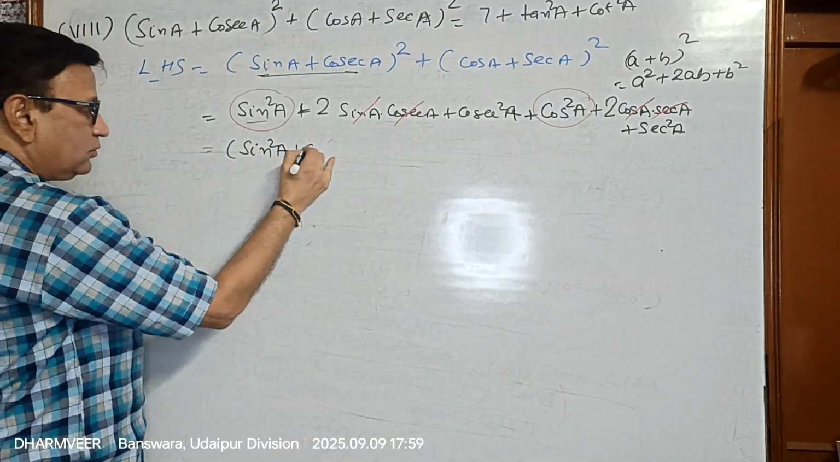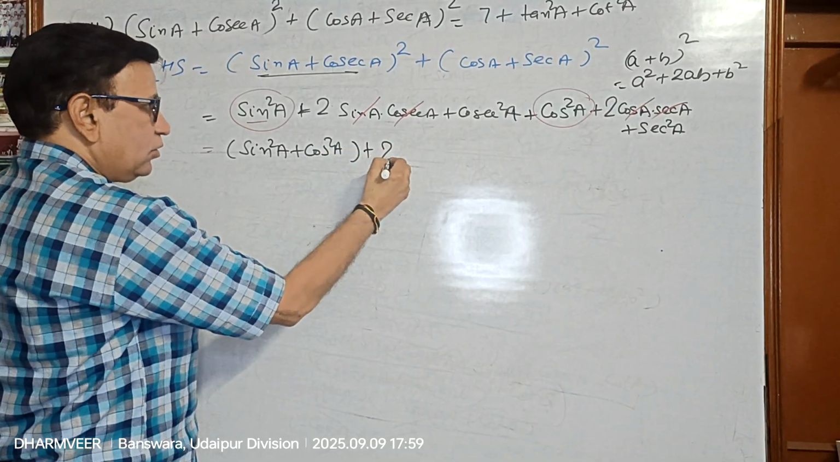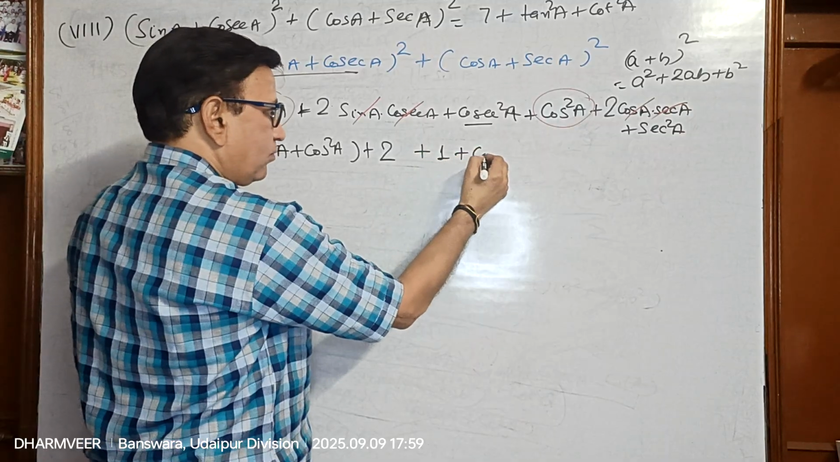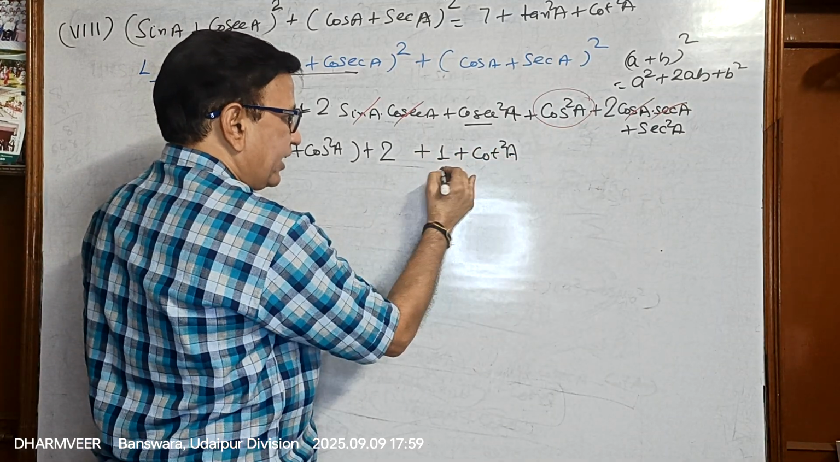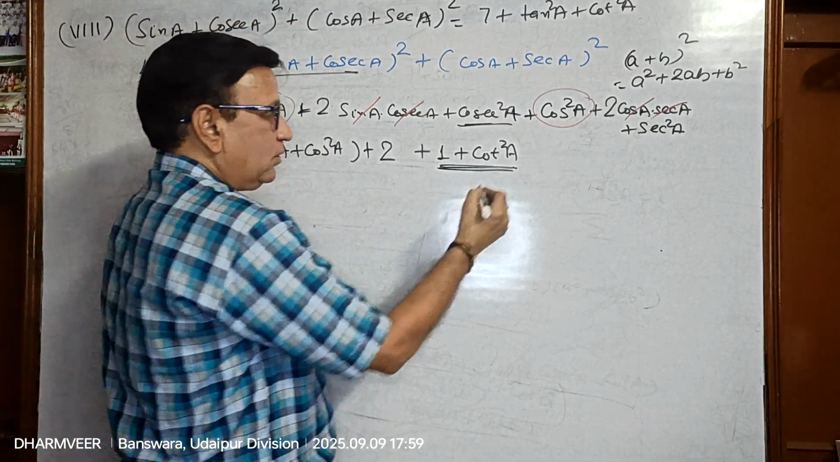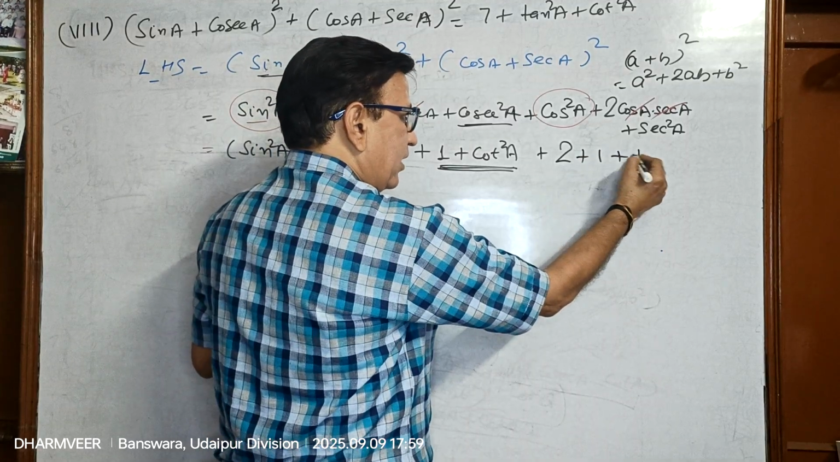Sin square a plus cos square a. What is remaining here? 2. This cosec square a, we can write here 1 plus cot square a. This is the identity of cosec square a, 1 plus cot square a. Right? Now 2 is remaining here, and this sec square a is 1 plus tan square a.